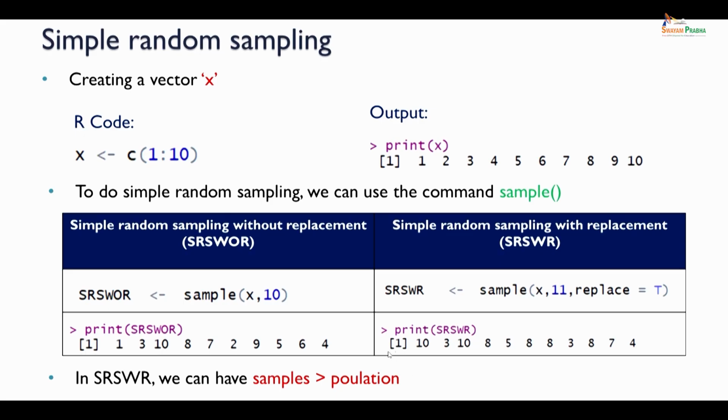When I print SRSWR, which contains the samples drawn with replacement, it will have 11 values since the sample size is 11, which is greater than the population size of 10, and you can see there are repeated values in your samples. 10 has been repeated twice, 8 has been repeated 4 times and 3 has been repeated twice. So it need not contain all the other values, but it can have repeated values and a set of values larger than your population size. This is how simple random sampling with replacement and without replacement is done using R.